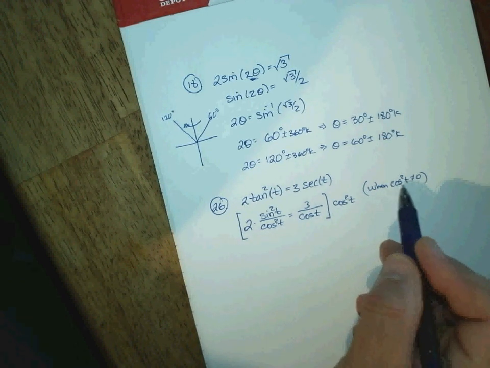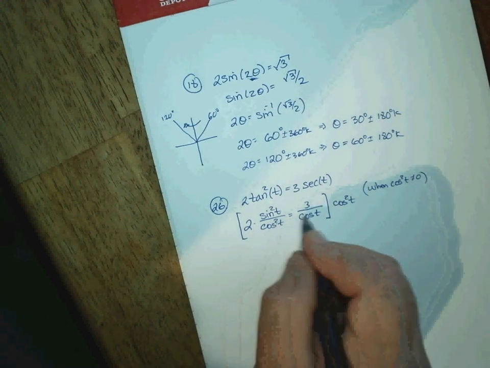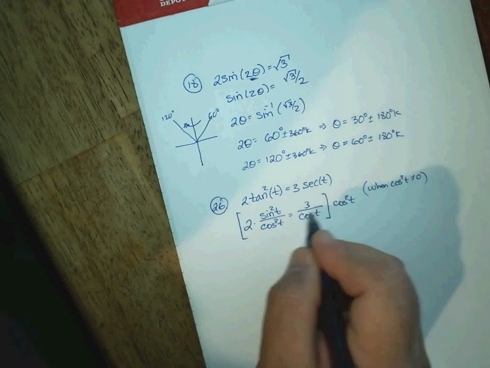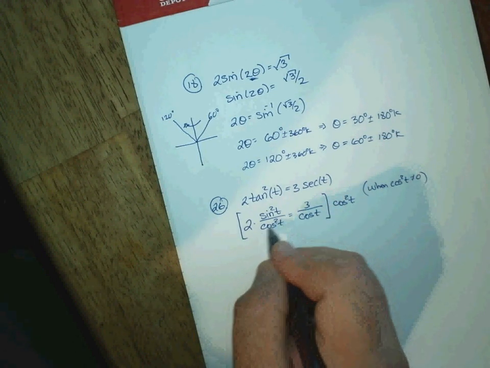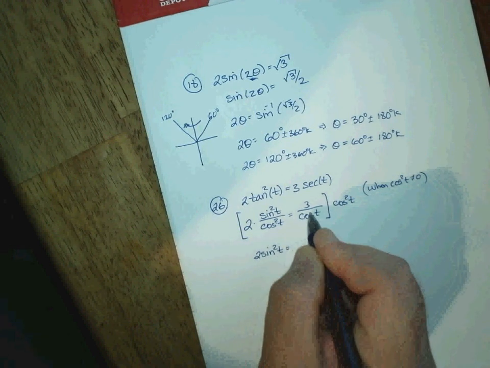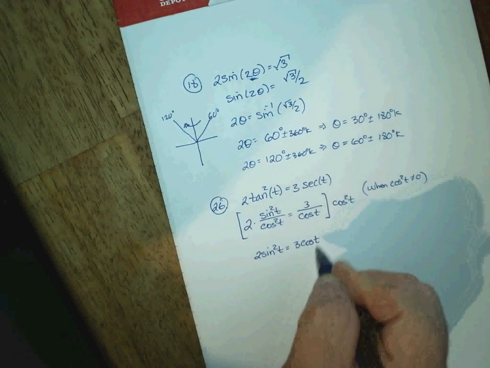And that means any solution I get that corresponds to cosine of t being 0, I would have to throw it away. It's not allowed. That probably won't arise here, though. Let's go ahead and see what we get as we multiply through by cosine squared. On the left, the cosine squared cancels. On the right, a single cosine cancels.